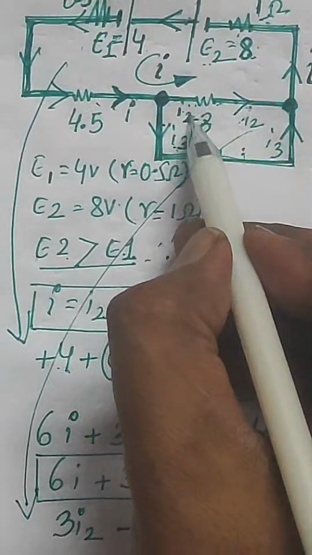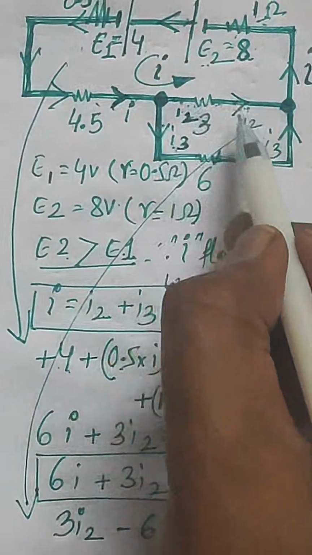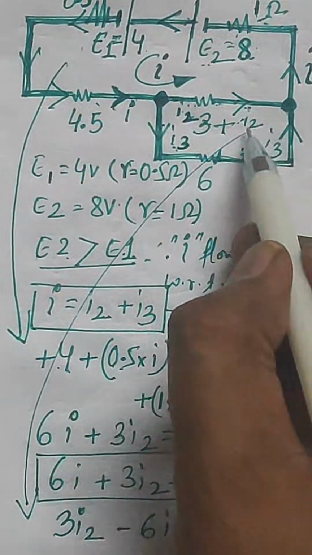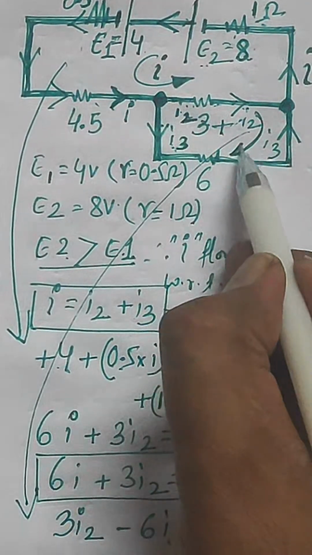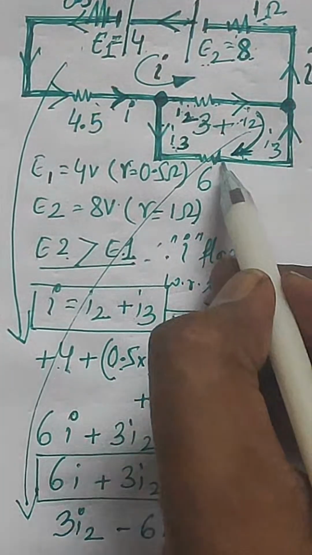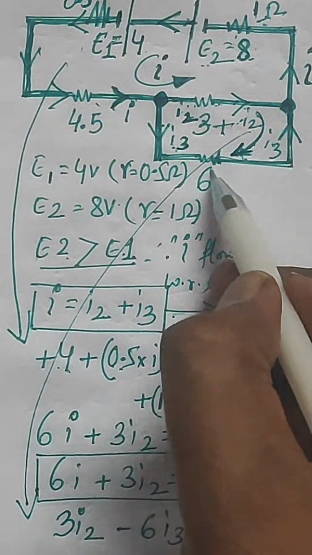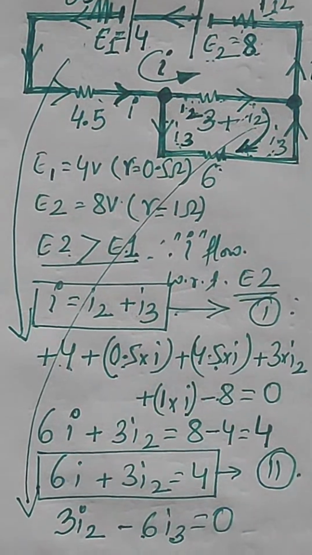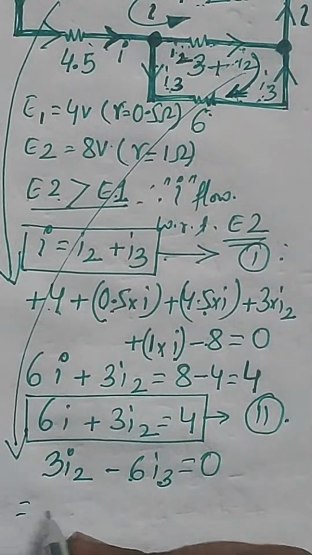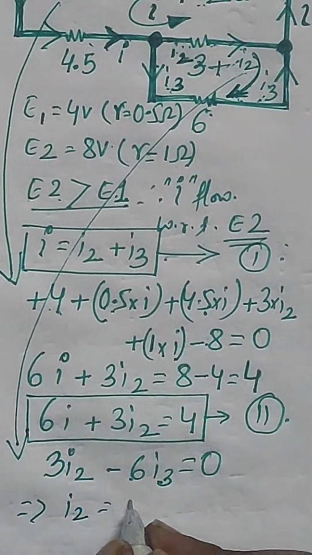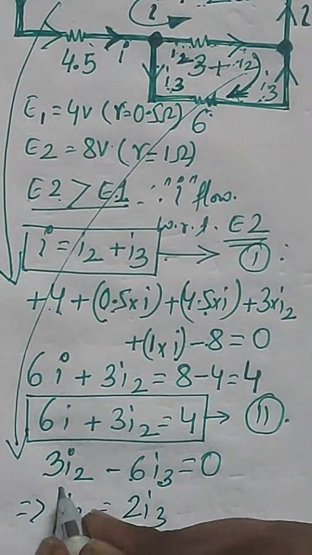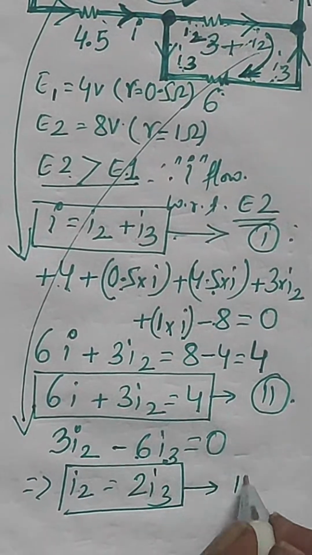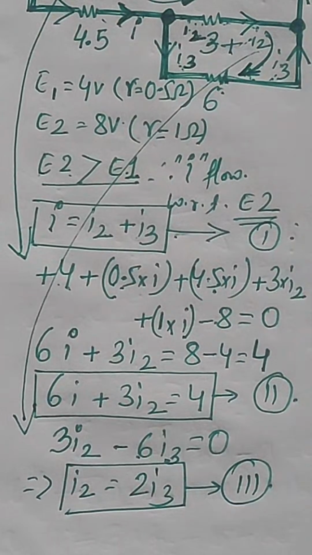Why? Because I2 is coming from left to right. So if this is taken as positive, then the current is flowing from left to right, and here in this circuit we have taken the flow of current like this. So I3 will be coming in the negative. So I3 into 6, that's why it is minus, right? Now you can just write it as I2 is equal to 2I3. This is the relation, I2 equal to 2I3. Let's say this is equation number 3, right?